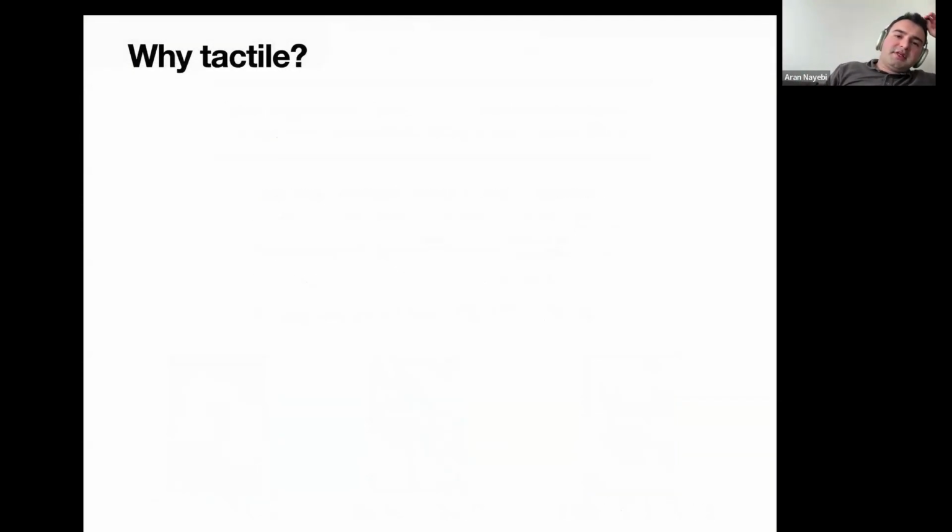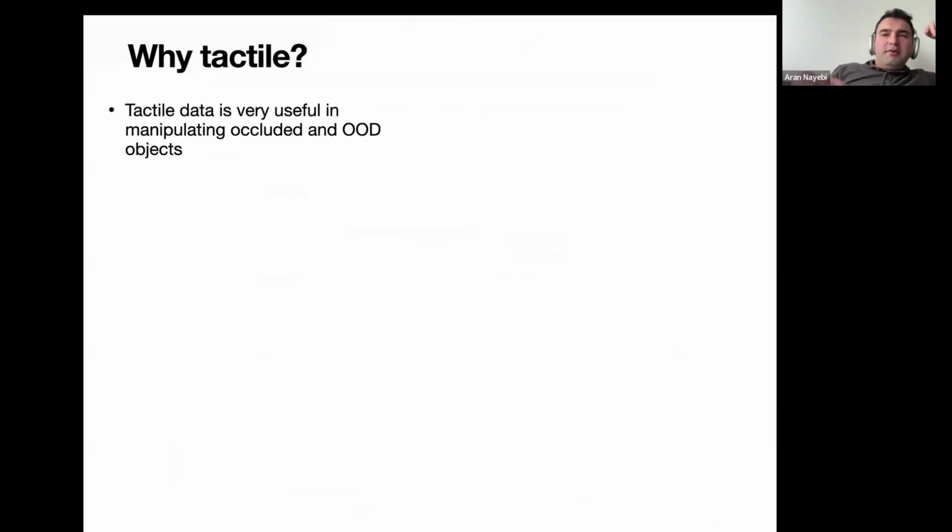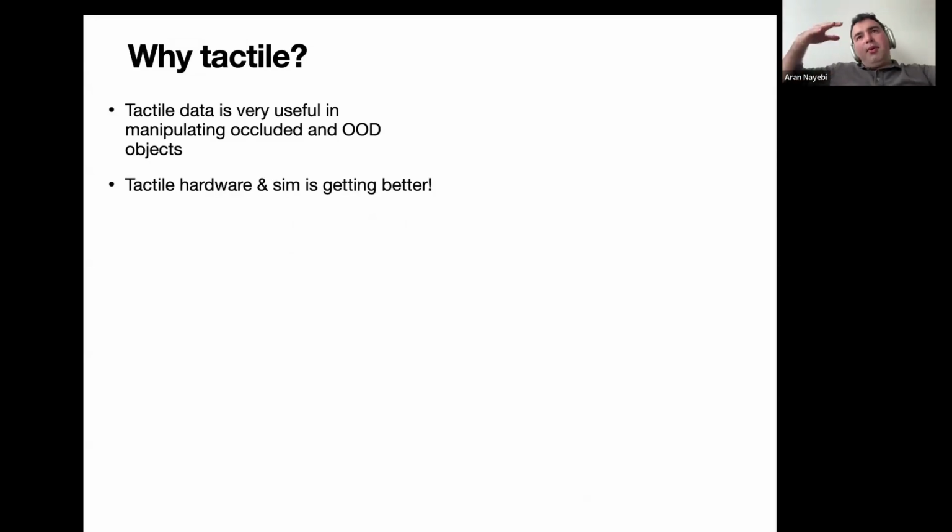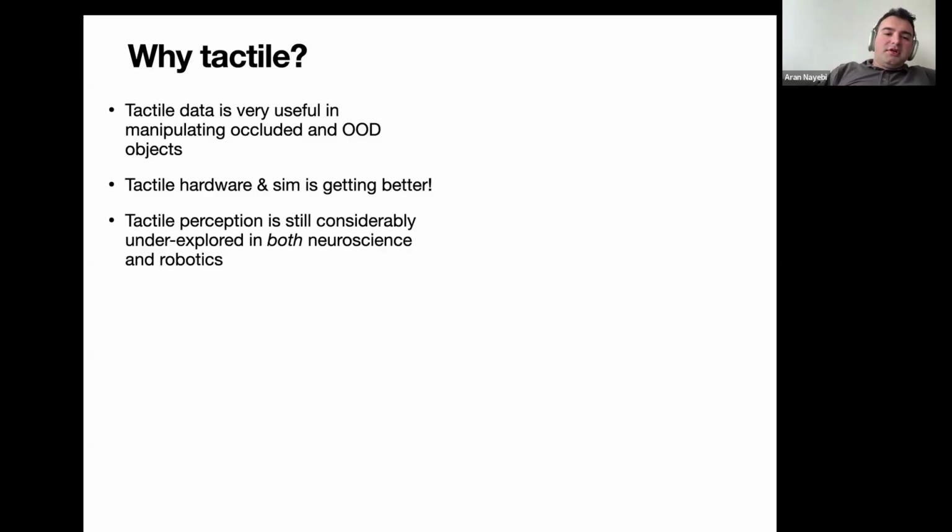One of the reasons we picked tactile processing as the other sensory modality is that from an AI point of view, again motivated by the fact that animals can do a bunch of tasks really well that we want AI to do well on, tactile data itself is very useful for manipulating occluded or out of distribution objects. So imagine you're a robot in an environment where you can't always see all the objects in front of you. It's useful to be able to feel and touch them, like when you're searching for your car keys. It's very useful to have that tactile feedback. We're at an interesting inflection point in robotics where we're not there yet, but the tactile hardware, robot hands, and simulation are getting better and better. And it's still considerably underexplored, not only in neuroscience computationally, but also in robotics.